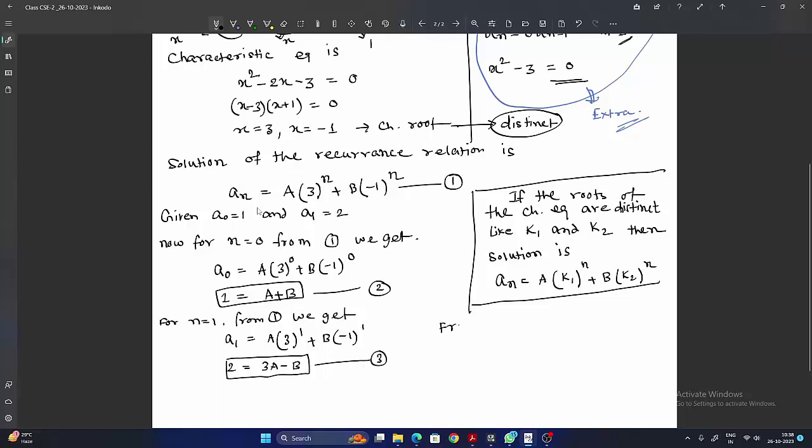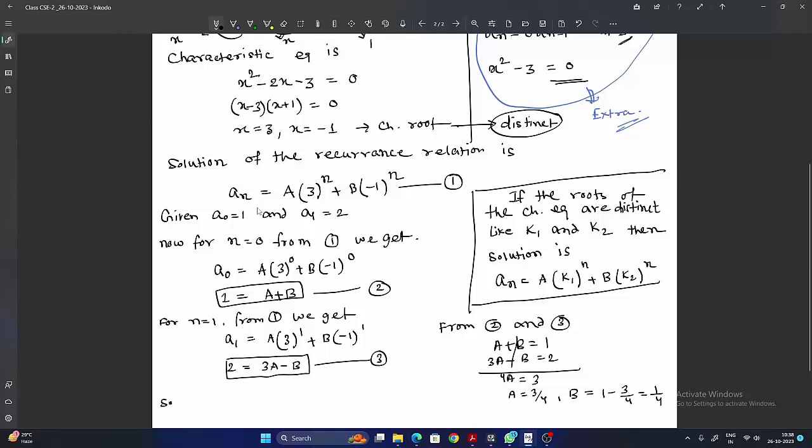From 2 and 3, what will you get? a plus b is equal to 1 and 3a minus b is equal to 2. That means here you will get 4a is equal to 3, so a is equal to 3 by 4. And b is equal to 1 minus 3 by 4, which is 1 by 4. So that is your a and b.